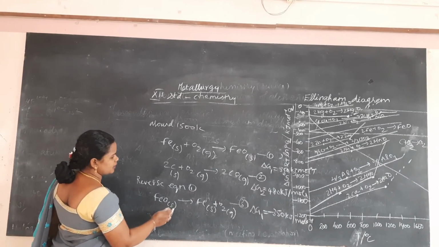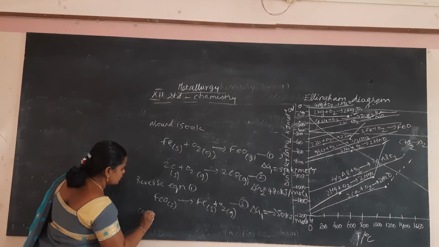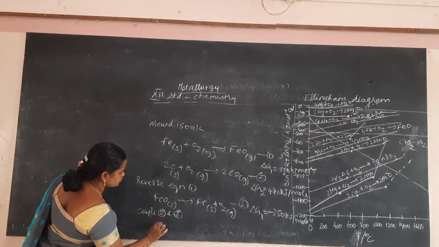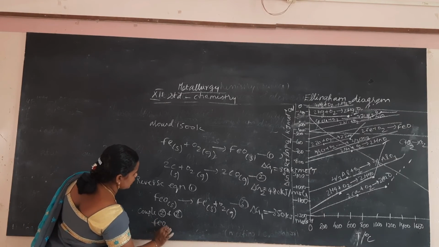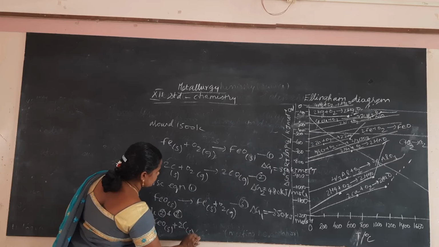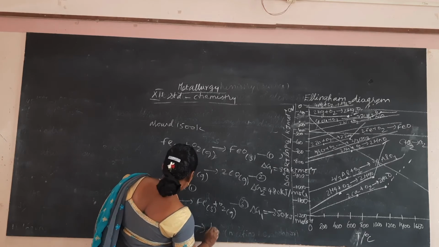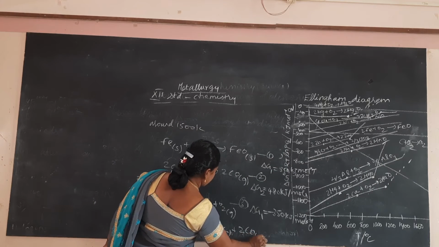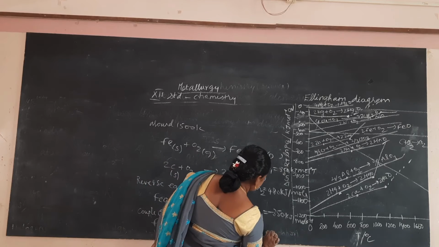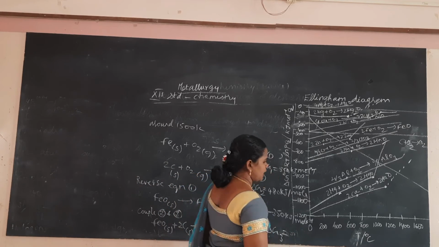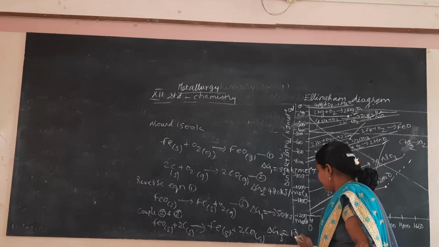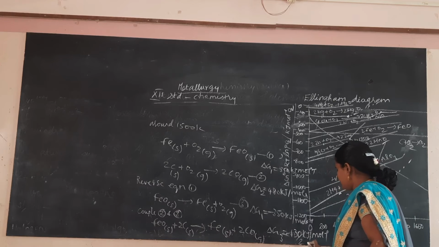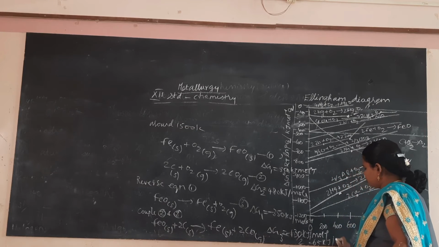And now you couple the reaction 2 and 3. You get iron oxide solid plus 2C solid, it gives iron solid, oxygen will be cancelled. So iron solid plus 2CO gas. So here the del G3 value will be equal to minus 130 kilojoule per mole. So when you divide by 2, it will be equal to 65 kilojoule per mole.